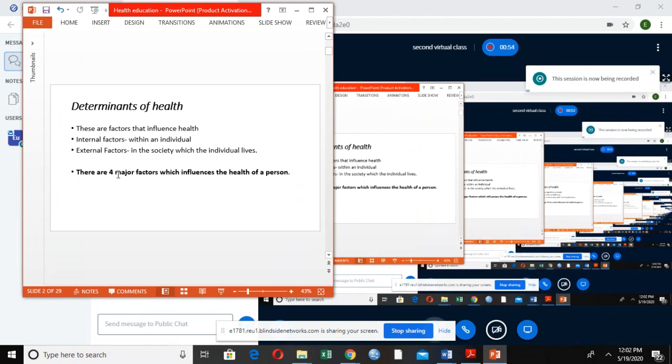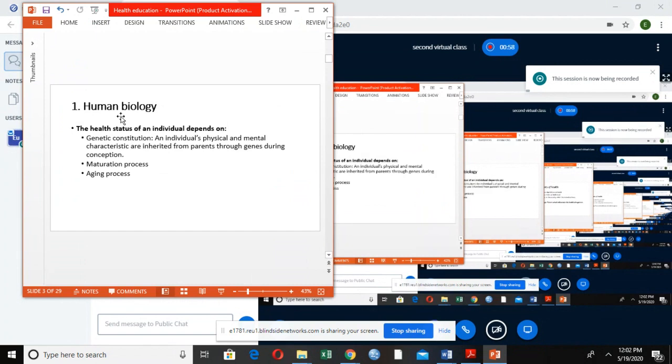There are four major factors that normally influence the health of a person. We have human biology, and this is the makeup of the human body. So the health status of an individual depends on genetic constitution, maturation process, as well as aging process. Before you are born, after you're born, you mature, and after you've matured, you start to age.